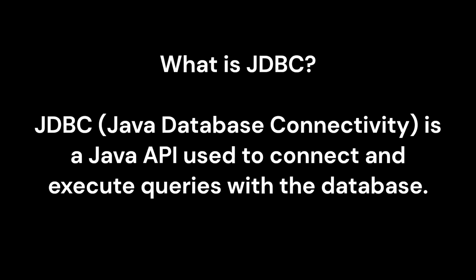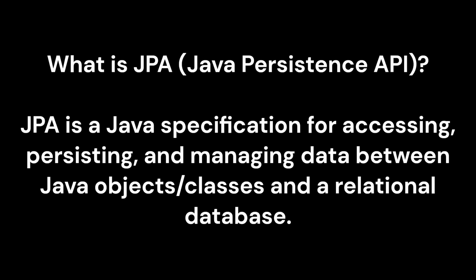What is JDBC? JDBC, Java Database Connectivity, is a Java API used to connect and execute queries with the database. What is JPA, Java Persistence API? JPA is a Java specification for accessing, persisting, and managing data between Java object classes and a relational database.